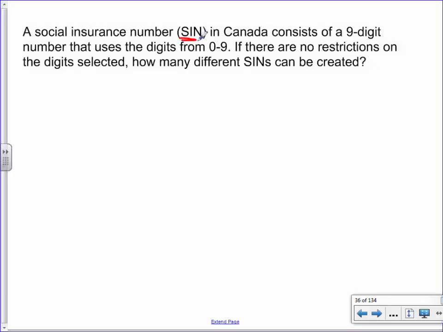Do you guys have your SIN numbers? Do you know what they are? Yeah. I know my... You don't know your social insurance number? Like your SIN number basically is what you need for your taxes. Basically, it's your identification number for working.